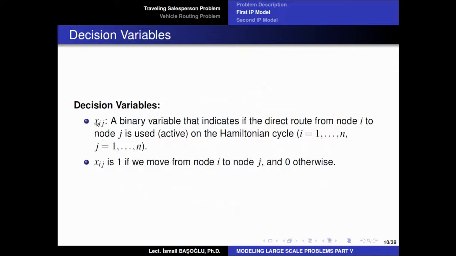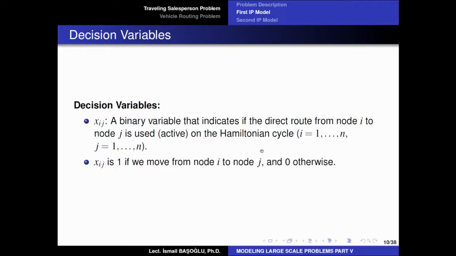Therefore, we can also explain Xij as an indicator that shows the direct route, or the edge, from node i to node j is active if that binary variable is equal to 1, active on the Hamiltonian cycle. Otherwise, if Xij is 0, we say that this edge is inactive on the Hamiltonian cycle. It is not used on the Hamiltonian cycle. The edges on the Hamiltonian cycle are the active edges.